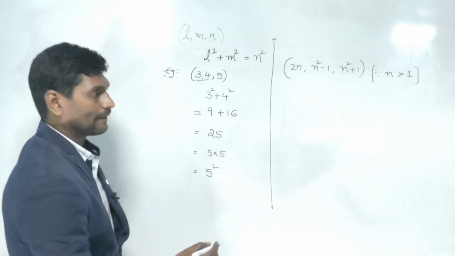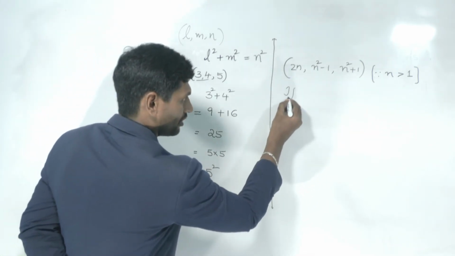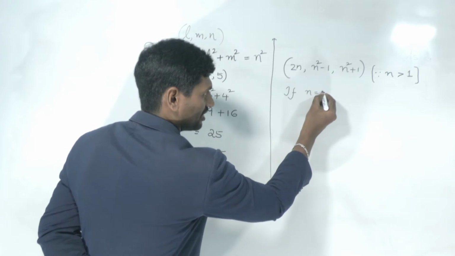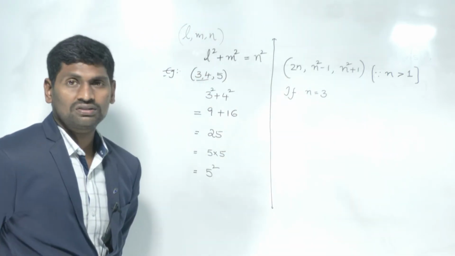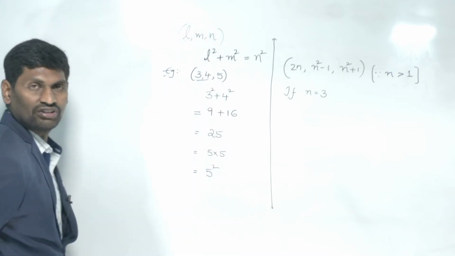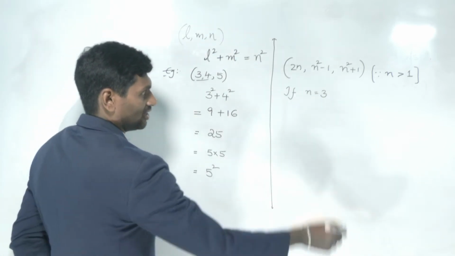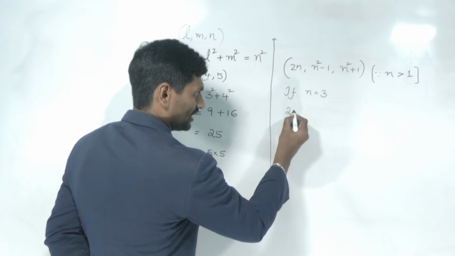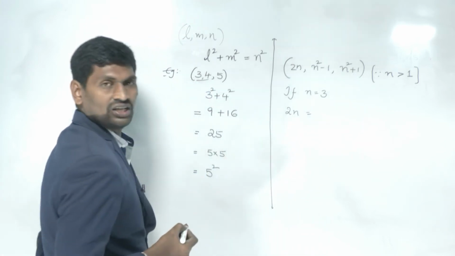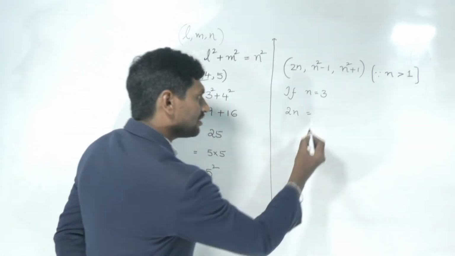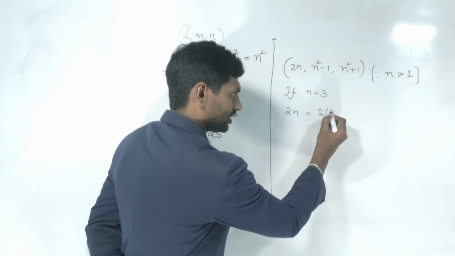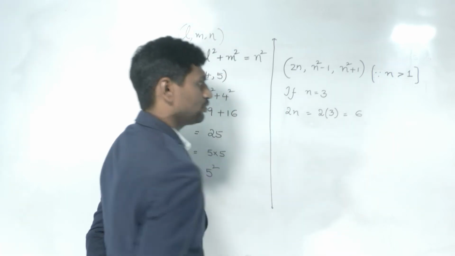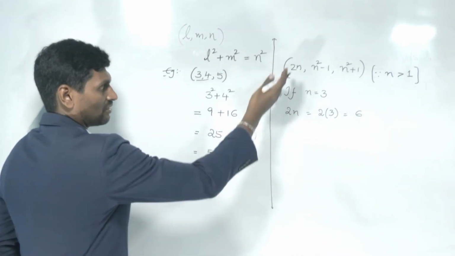Let us find it if the n value is 3. Is 3 greater than 1 or not? Yes, 3 is greater than 1. We can take any value. Now substitute. Let us find the 2n value. N value 3, then 2n means 2 into n. So 2 into 3, 6. Yes, the 2n value is 6.